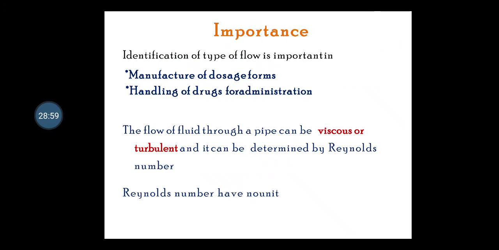So the importance of this I have already discussed with these two aspects, that is manufacture of dosage form and handling. The flow of fluid through a pipe can be viscous or turbulent, and it can be determined by the Reynolds number. We're going to discuss the Reynolds number in detail. The Reynolds number basically has no unit.